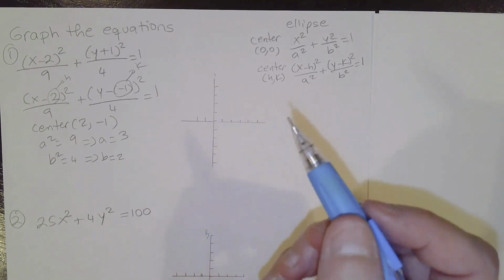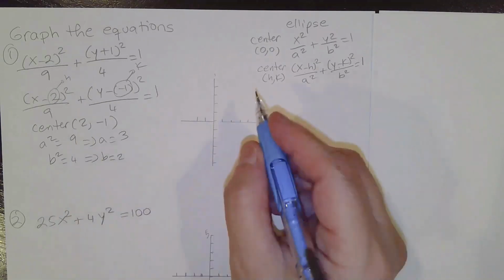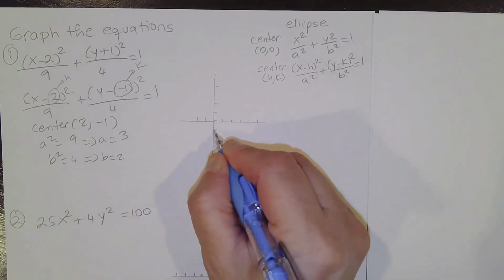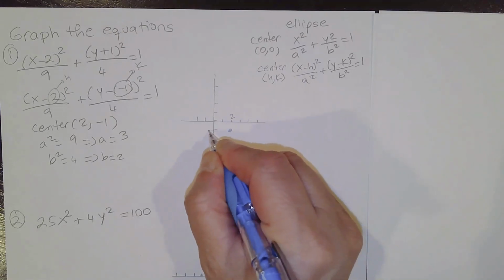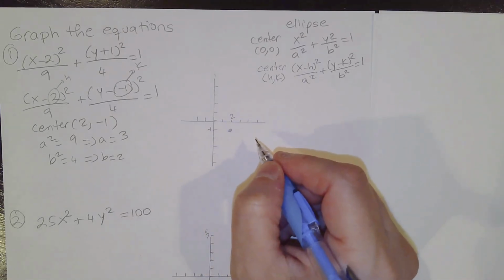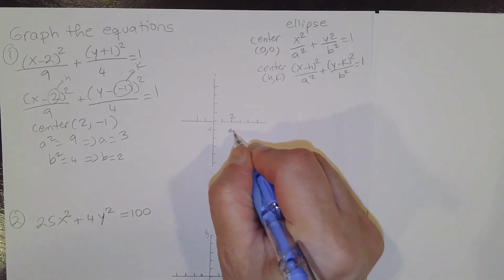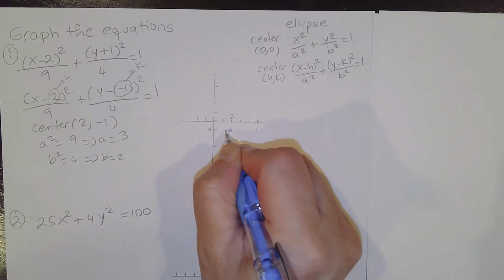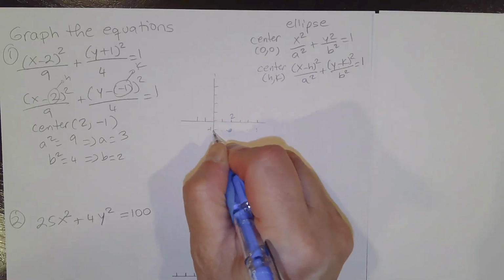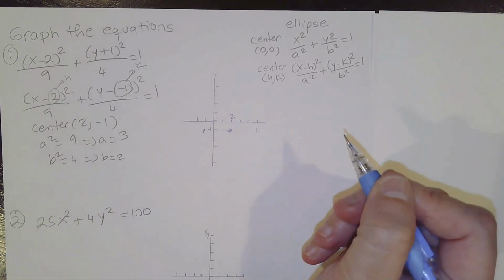Okay, so to graph this, first we need to go to the center, (2, negative 1). Here's (2, negative 1) right here. So this is your center. Then we have to go to the right 3 and to the left 3 from the center. So 1, 2, 3. This is one of the major vertices, and then go 3 to the left. So 1, 2, 3. Here's your second major vertex.